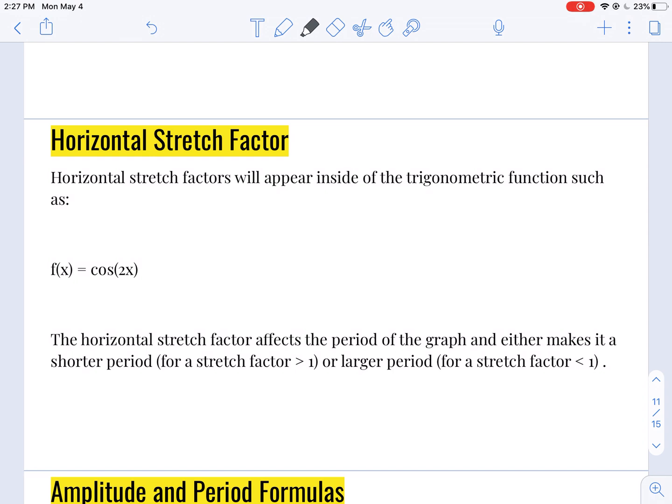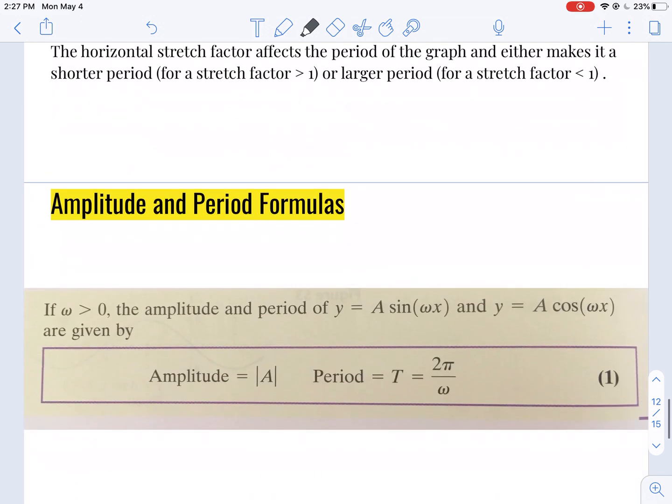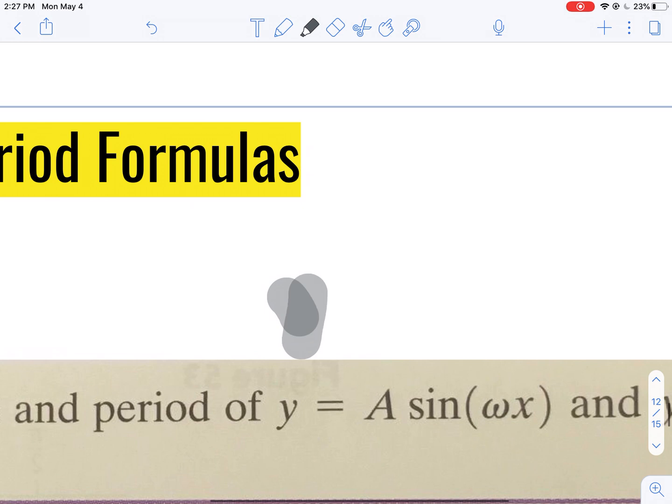In trig functions, the horizontal stretch factor affects the period of the graph, and it either makes a shorter period for a stretch factor greater than 1, or a larger period for a stretch factor less than 1. And so we've got amplitude and period formulas here. So now we've got a general function that we have. Any sine or cosine function can be written by y is equal to a times the sine of omega x. And this would look like this in a homework or on a test.